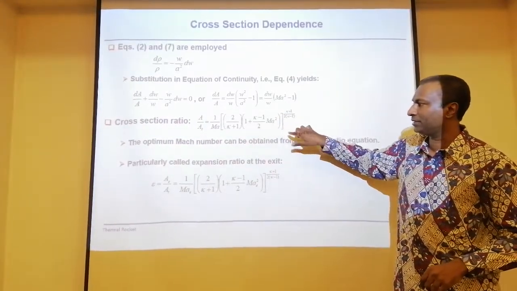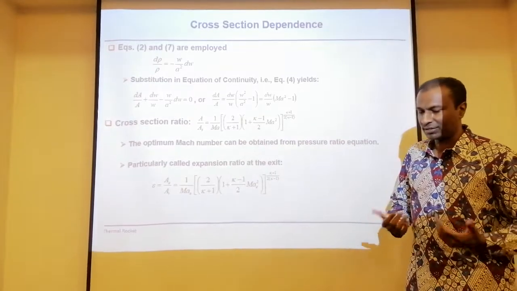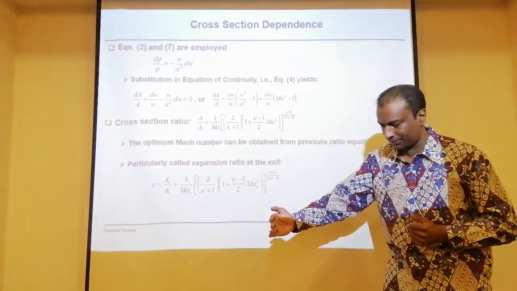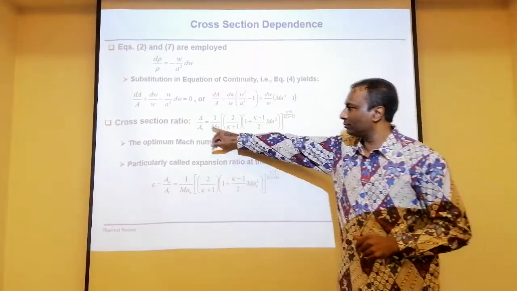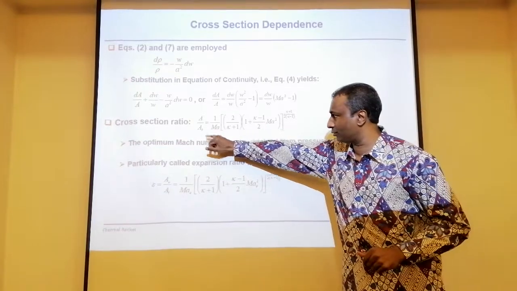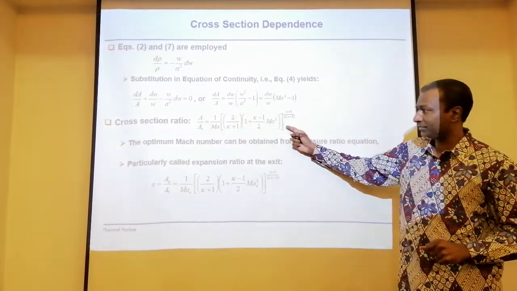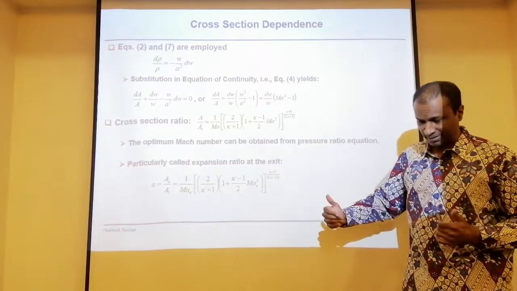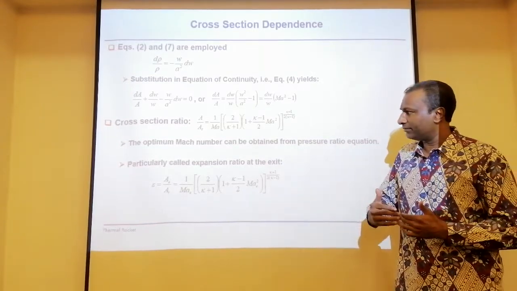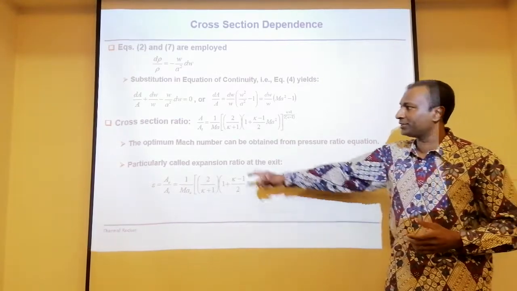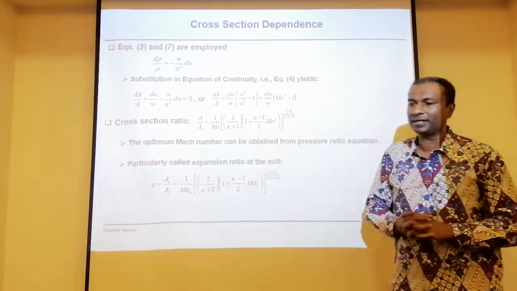Now for the ratio of cross sections, I want to know the exit and the throat. The exit and throat cross-section ratio is very simple. If you look at it, give me the Mach number, the flow rate, the velocity rate basically. Kappa is given. I should be able to have this done.